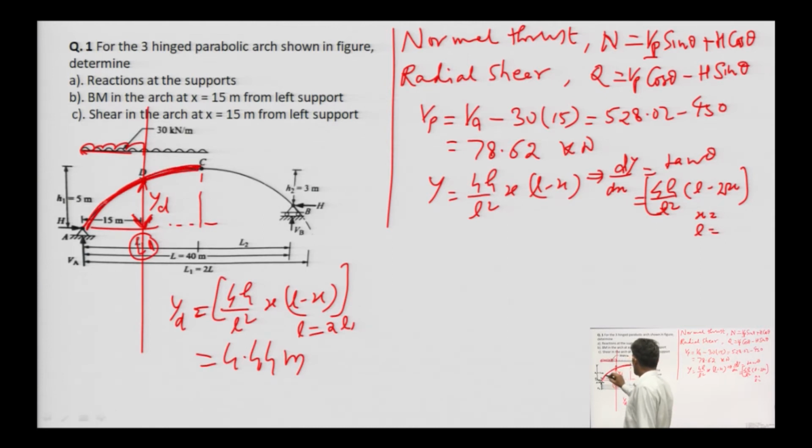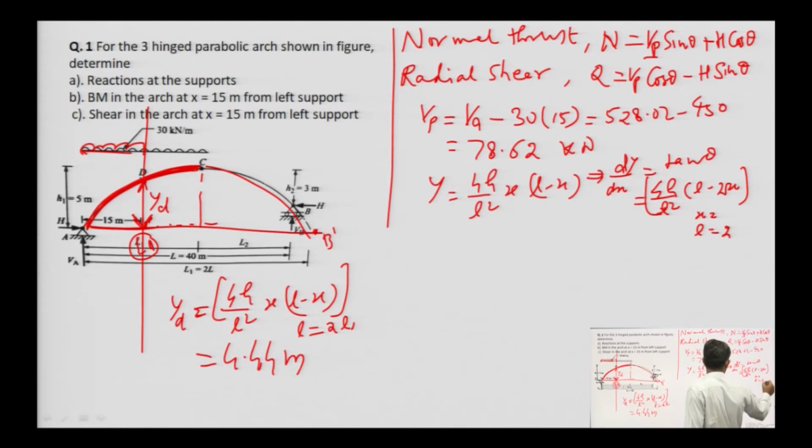What does it mean? It means that you need to make it symmetrical, at the same level, so B point should be at B dash. Under this condition, this arch is symmetrical and theta will be calculated by taking L is equal to 2 L1, and x is 15.